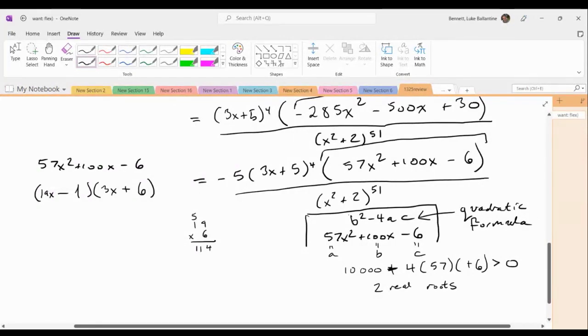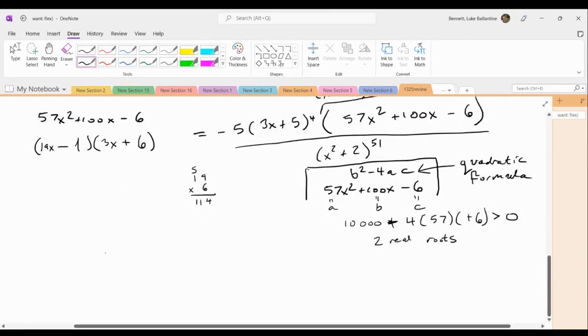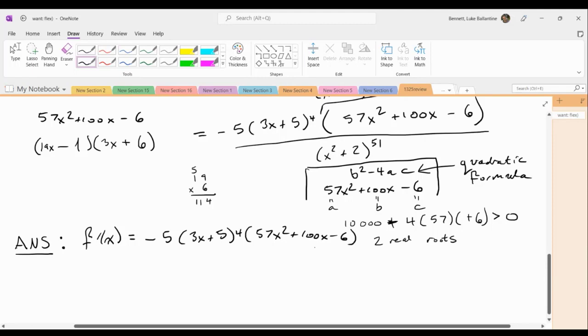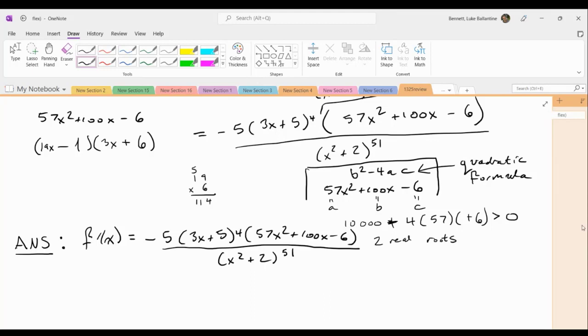So then we can write our answer. I guess we just don't worry about it. Maybe we'll get a point off or something if we don't factor this. But for the sake of time, I'm just going to go ahead and write this. This is the derivative of f. Does anyone have any questions? Okay.